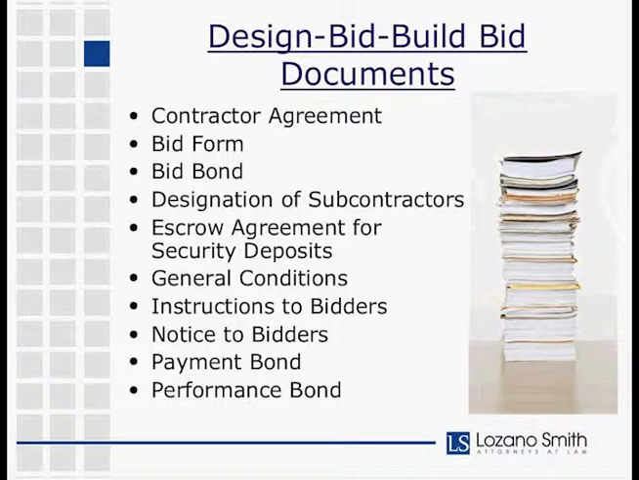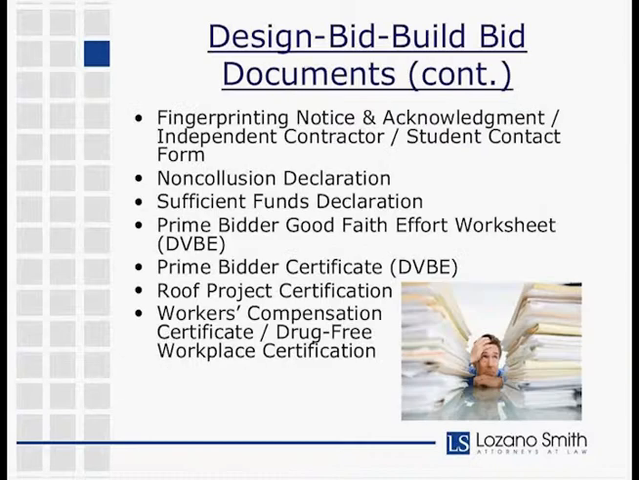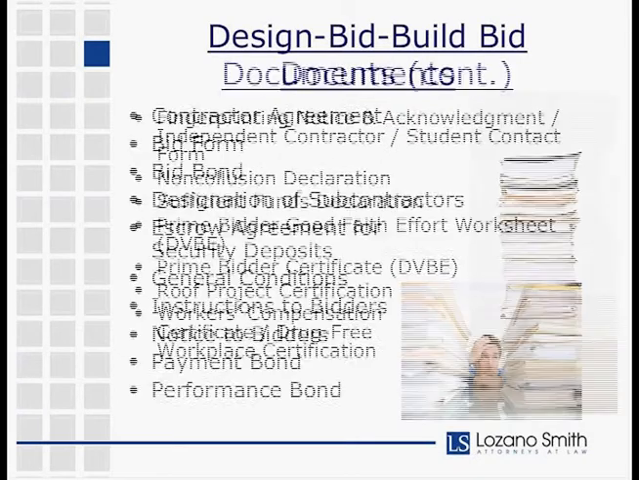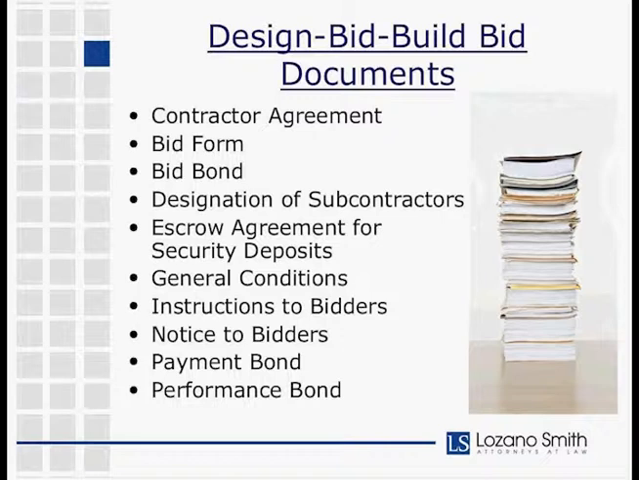When you go through the design, bid, build traditional method, there are a whole bunch of documents and forms that you need to be thinking about. I've listed some of them here as well as on the next slide. There's a lot here. I'm not going to go into detail on each individual one. Some are self-explanatory. We've already talked about the bid bond. Of course, you'd have your bid form and contractor agreement, designation of subcontractors. At the bottom there, you'll see payment and performance bonds.